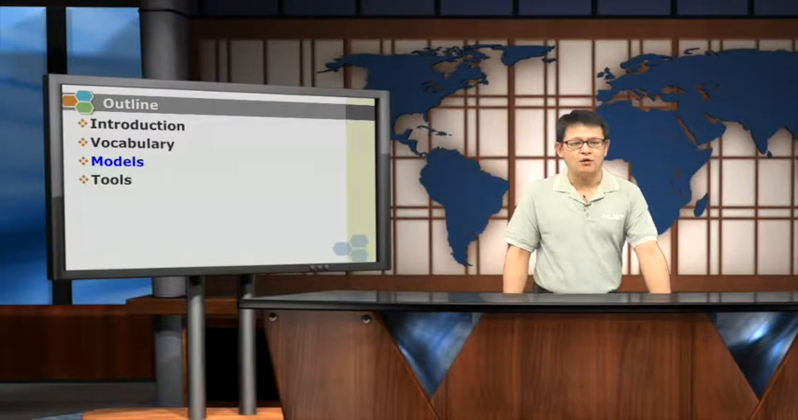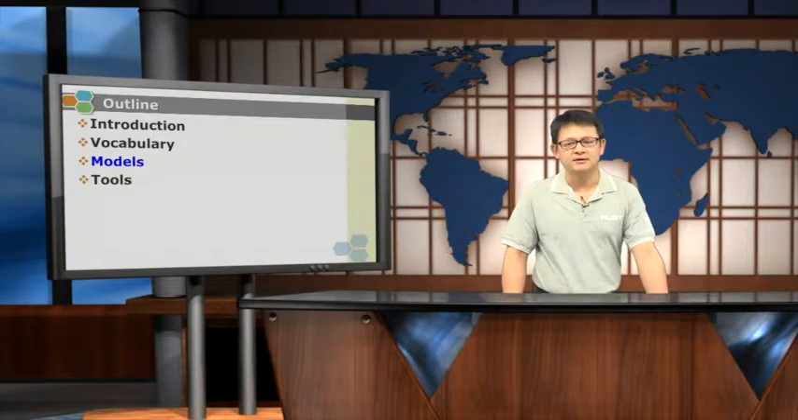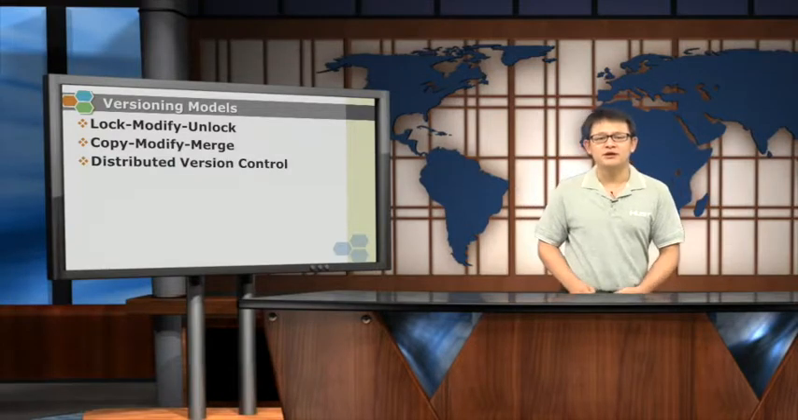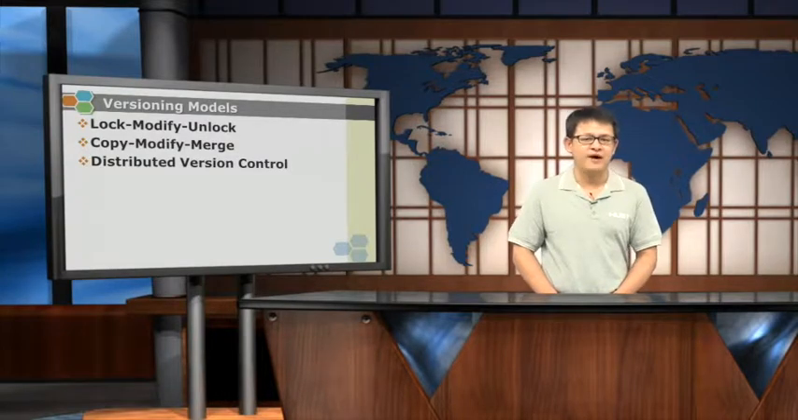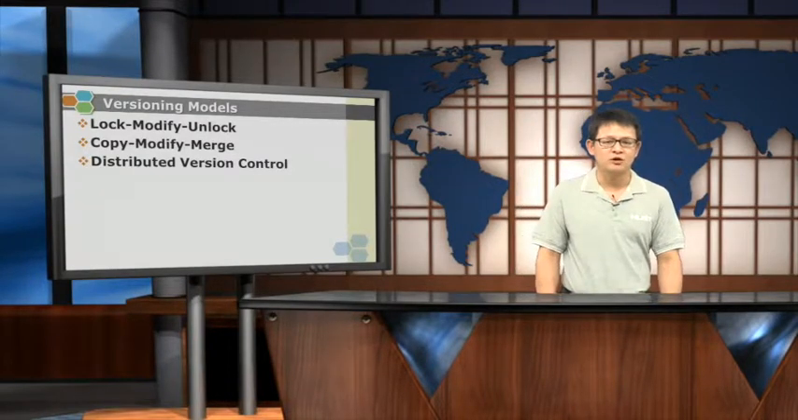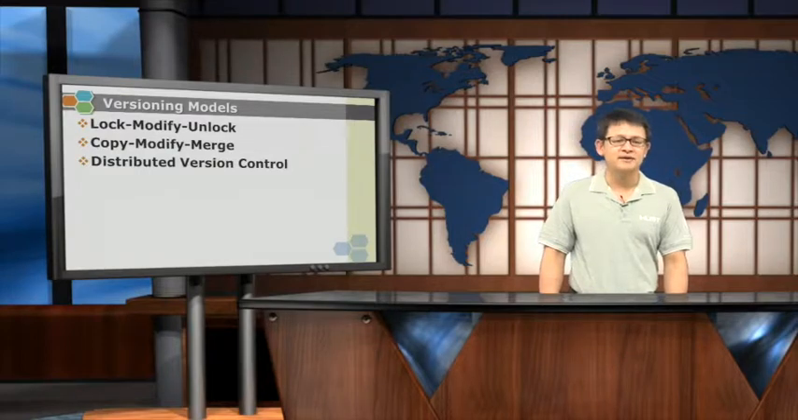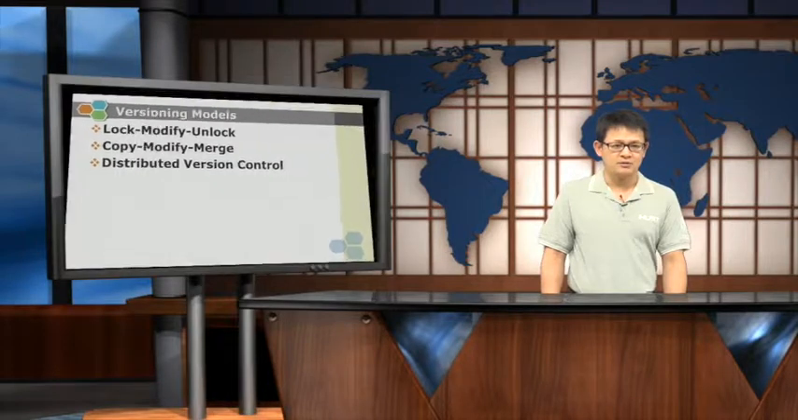So I hope that you are already familiar with some vocabulary which is often used in version control tools. Then we will see how it works, which is the mechanism being used in the current tools now. Let's go to the models. So here for versioning models, we have three models. The first one is lock, modify, unlock. The second is copy, modify, merge. And the third one is the distributed version control, which is very popular now.